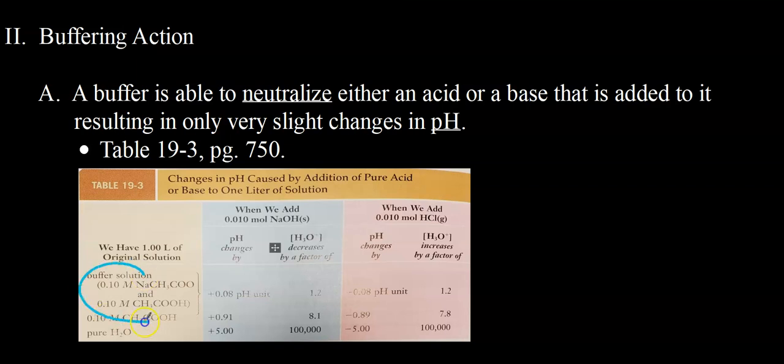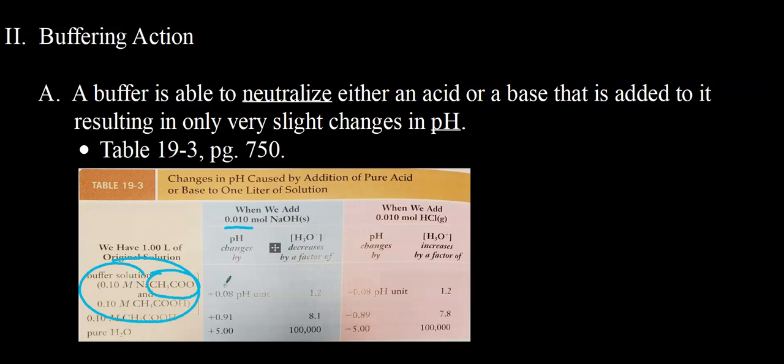Now, let's look at our buffer solution. So again, here is our buffer: 0.1 molar sodium acetate, the acetate here being the conjugate base of our weak acid, acetic acid. So if you add 0.010 moles of base to this buffer solution, the pH goes up by 0.08. Not a lot at all. This involves a decrease in the concentration of H plus by a little more than a factor of 1, 1.2.